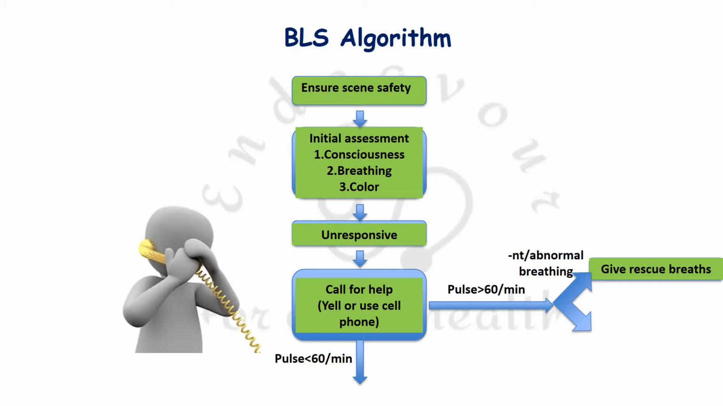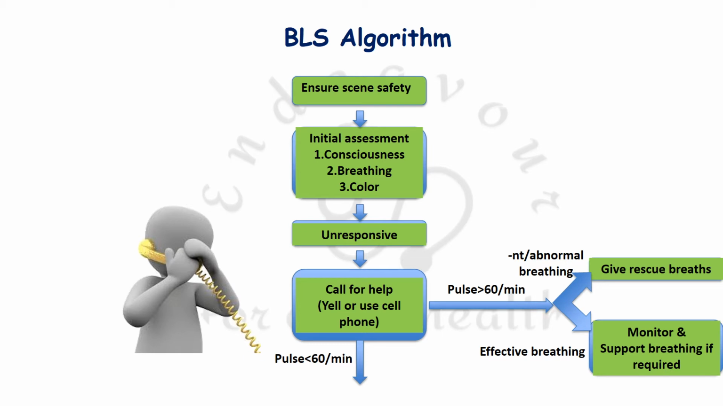Or the other scenario can be the child is unresponsive, his pulse is more than 60 per minute, but he is having effective breathing. In that case, you just have to monitor the child, place him in a recovery position and support the breathing if at all it is required. If required, you may give oxygen if available.